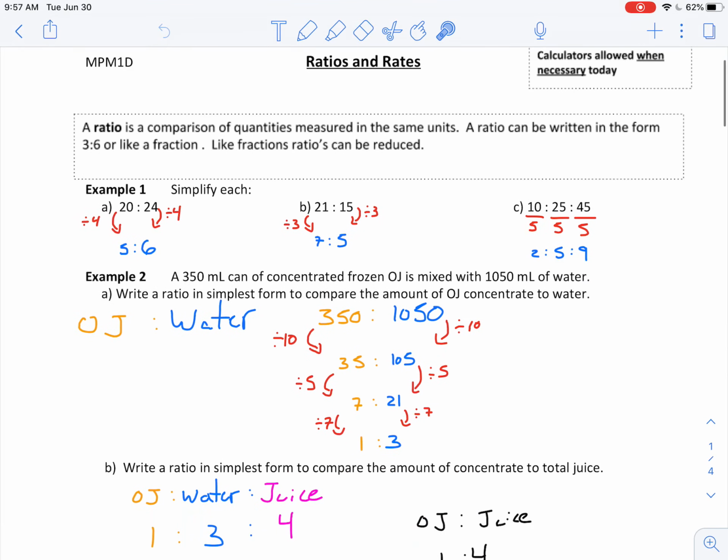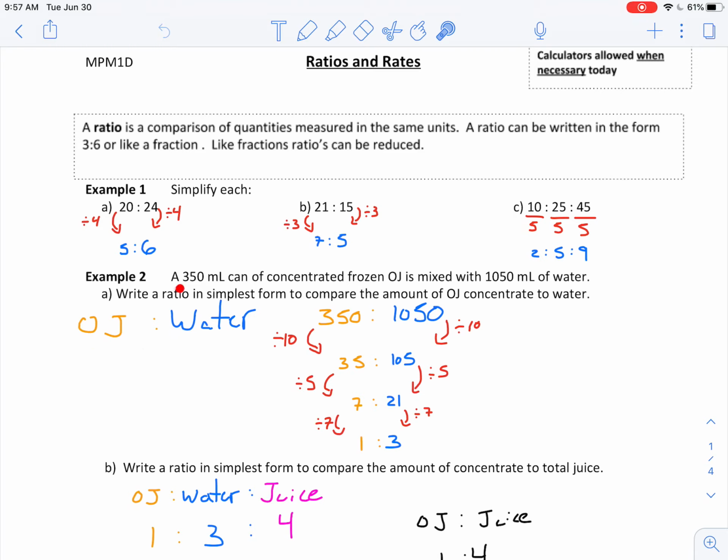Bit of a word problem here. A 350 milliliter can of concentrated frozen orange juice is mixed with a 1050 milliliter jug of water. A. Write a ratio in simplest form to compare the amount of OJ concentrate to water. So the initial thing we're looking for is OJ to water. That's the ratio we want.